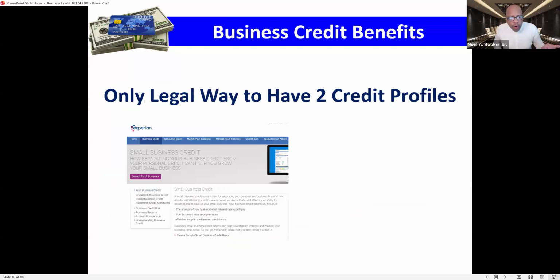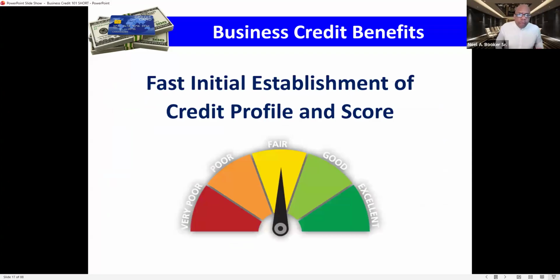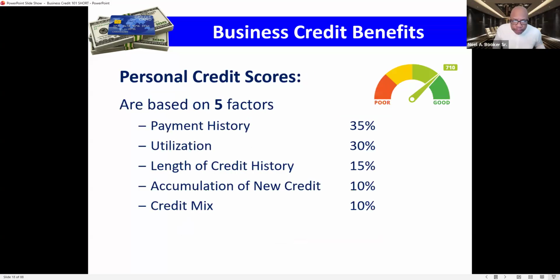Okay. The only legal way to have two credit profiles is to build credit on your EIN number. Okay. Fast initial establishment of credit profile and score. So, what that's really saying is that it's real easy to start your credit profile. Let's say you're a brand new business, you don't have nothing, right? Now you need to start a credit profile, all right? And it's easy to do that, okay?